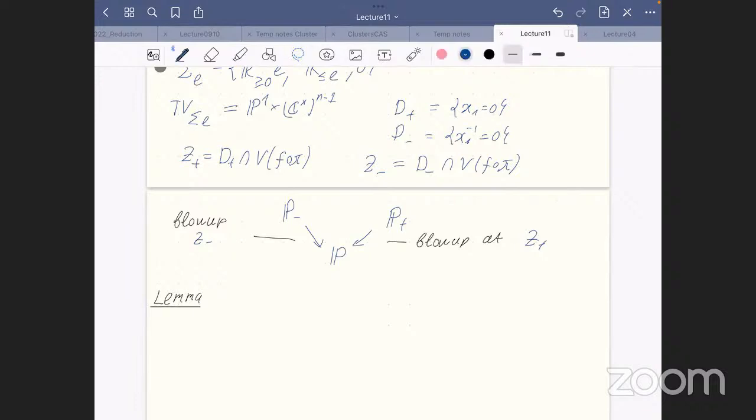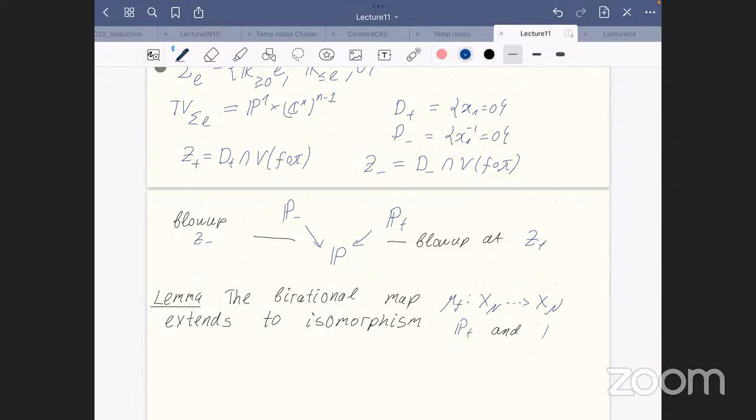Lemma. The birational map μf from Xn to Xn extends to an isomorphism between P plus and P minus.